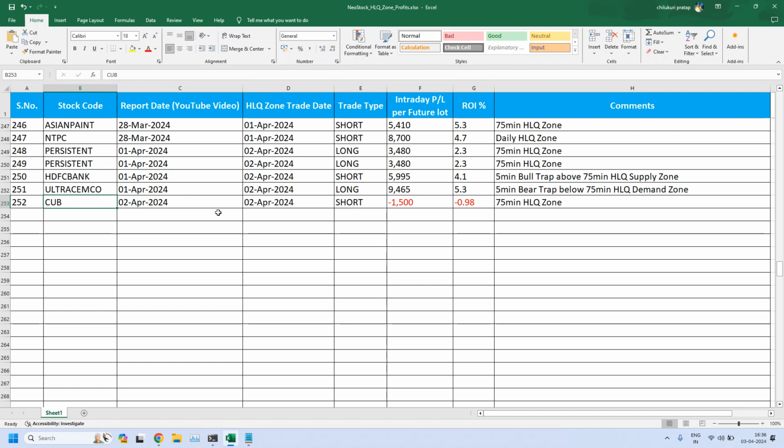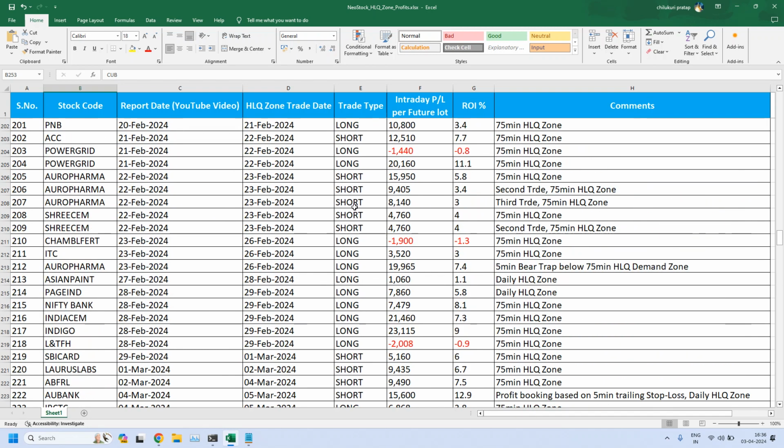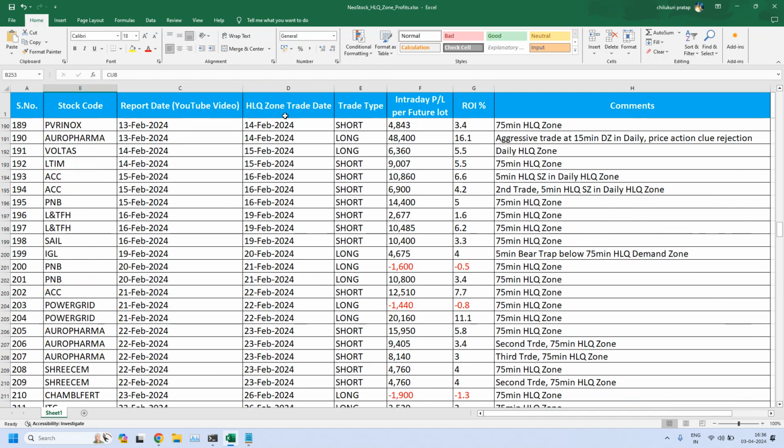Yesterday's CUB, it failed. We got a 1500 loss, which is 0.98 negative ROI as per one futures margin cost. So whatever HLQ sessions we are discussing, only that data we are entering in the Excel sheet. So any trade you want to refer, you can refer to the date, the HLQ zone trade. If you go to the 14th February video on our YouTube channel, the HLQ analysis video, there you will see the analysis on this particular stock.